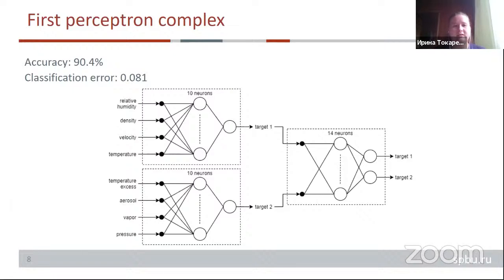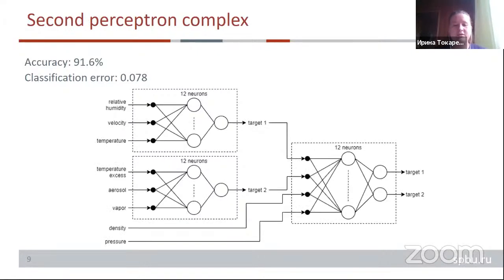It consists in dividing the initial sets of input and output variables into several perceptrons and then combining them into a single perceptron complex. For the first network, the set of features was divided into two groups using a correlation map in such a way that correlated features are placed in different groups. So the accuracy of such a network is 90.4%.